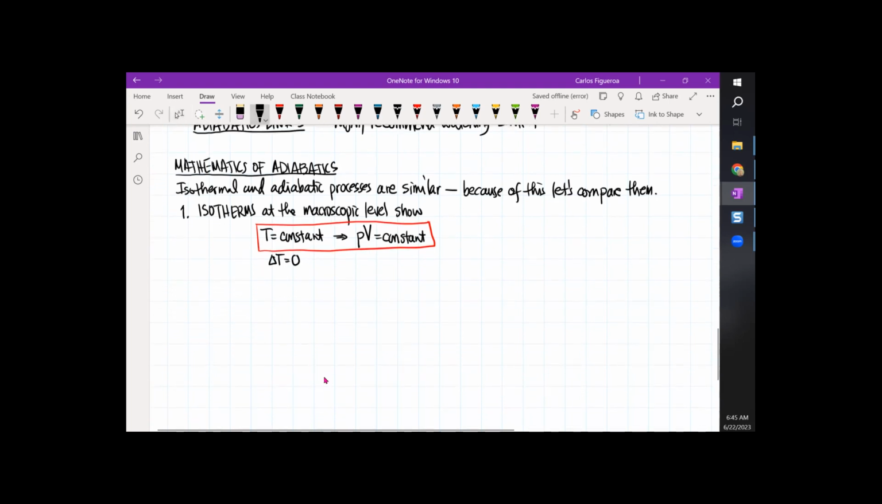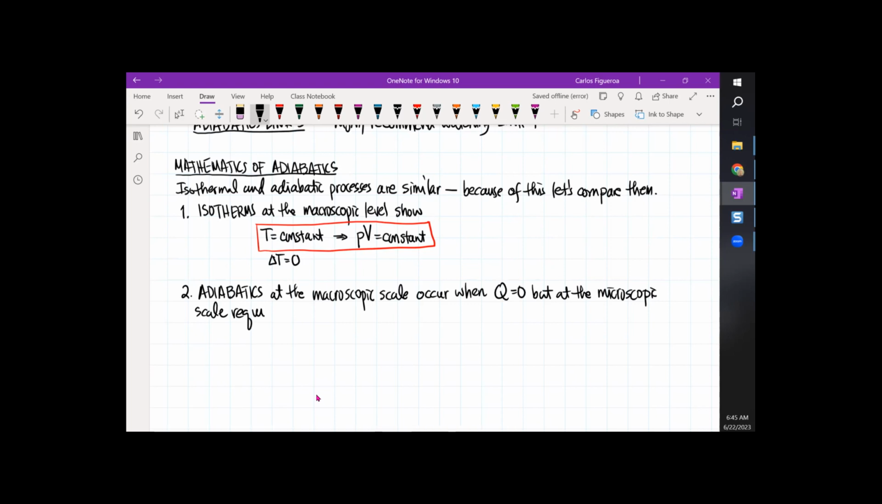Now I can say the same thing for an adiabatic. So adiabatics at the macroscopic scale occur when Q is equal to 0, but at the microscopic scale require some modifications.